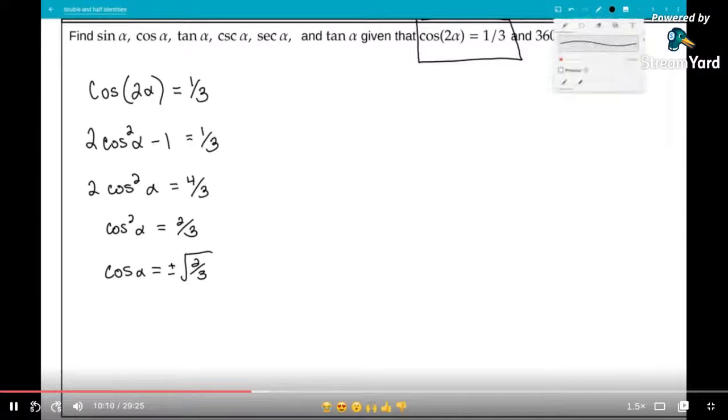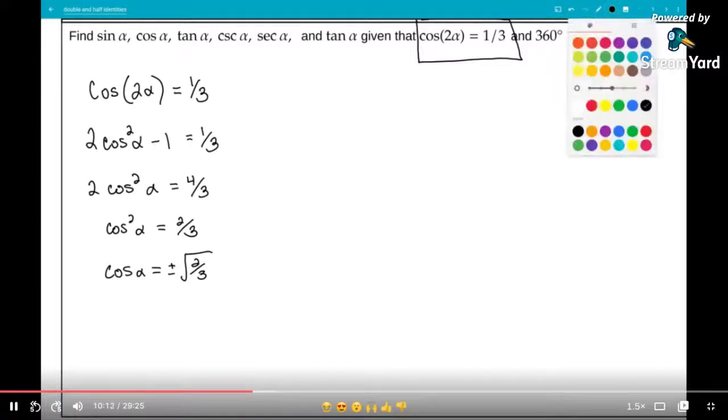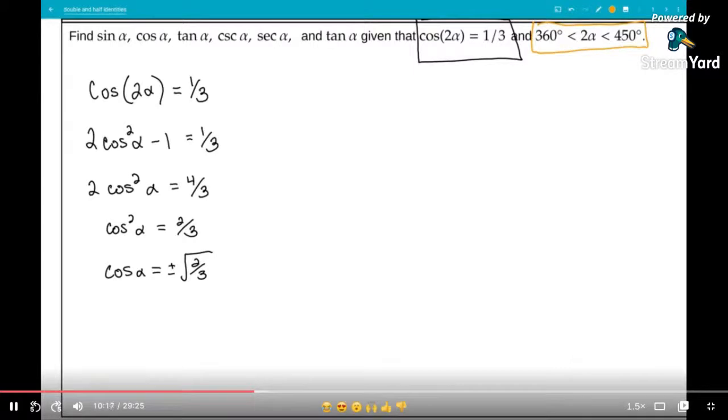I'm sorry, when I divide 4/3 by 2, it becomes 2/3. I'll multiply by half. And now to get rid of the squaring, I take the square root. We get plus and minus.